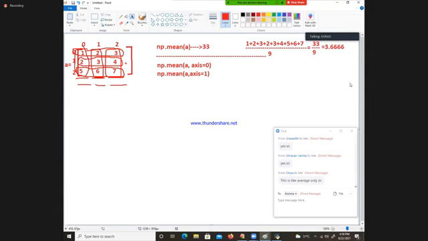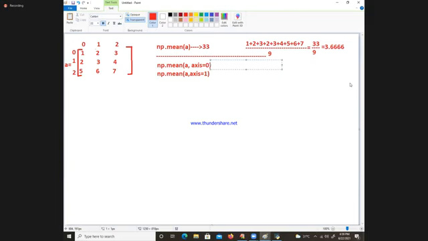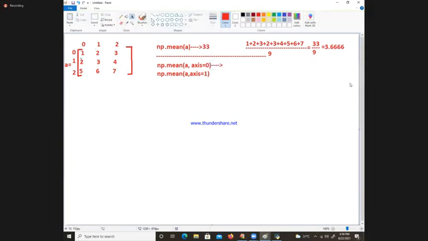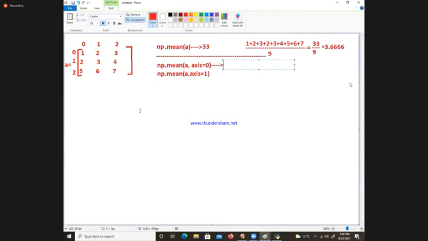Are you understanding this axis 0, axis 1 and all? So what will you get as the result? Can anybody say the result? 1 plus 2 plus 5.